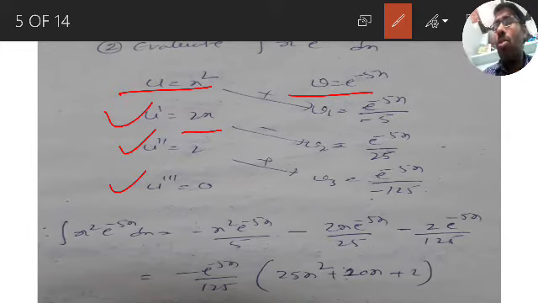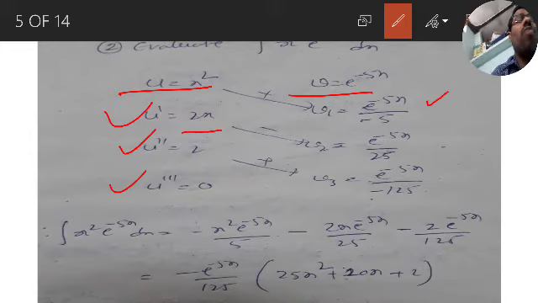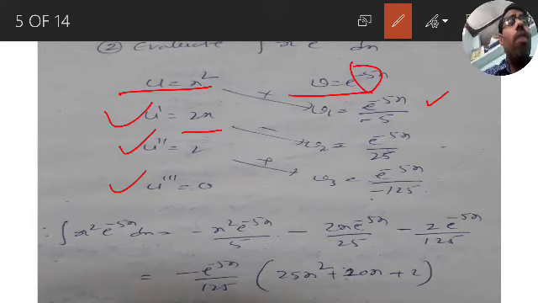Now let us go to the second function. For the second function we need to find integrations. e power of ax integration is e power of ax by a. Now e power of minus 5x integration is e power of minus 5x by, what is a? a is minus 5. Previously it is only 2, now it is minus 5. So v1 is equal to e power of minus 5x by minus 5. This is our first integration.